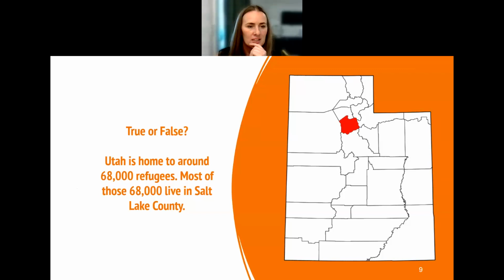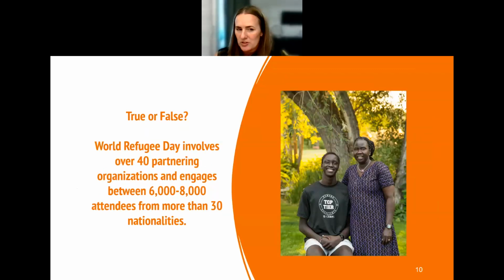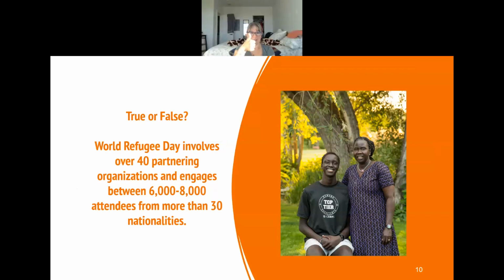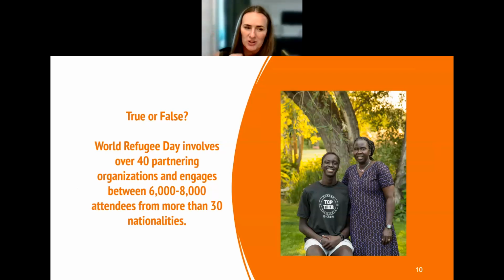Okay. True or false? World Refugee Day involves over 40 partnering organizations, engages between 6,000 and 8,000 attendees from more than 30 nationalities. True. It's true, and you'll get to see those partnering organizations if you haven't been to World Refugee Day before. It's really fun to see all the organizations working together. We all already work together a lot, but that we get to actually be together in one place is really fun. But it's a busy event and great opportunity to meet new folks.